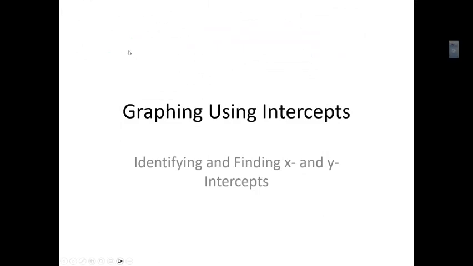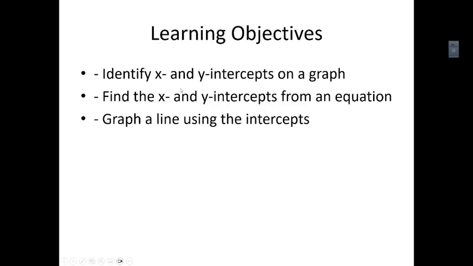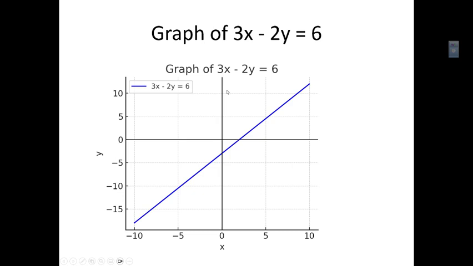All right, so let's start graphing some of these lines. And the first part that we're going to learn is how to graph using our intercepts. So we have to first be able to identify the intercepts, and then if we're given the equation, can we find the x and y intercept? All right. So our objective is to identify the x and y intercepts on a graph, find the x and y intercepts from an equation, and then graph a line using the intercepts.